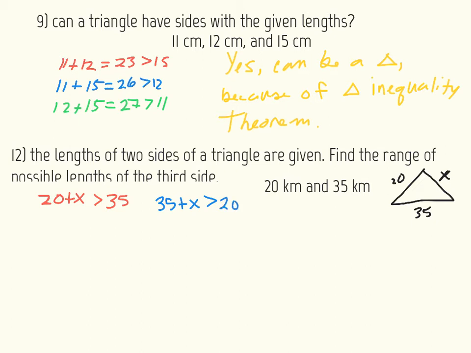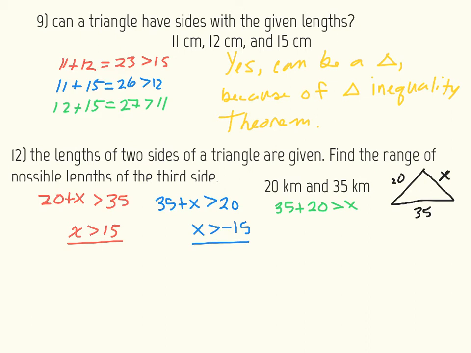And finally, 35 plus 20 has to be greater than x. So all of these have to be true in order for it to be a triangle. So then we just solve each one for x. So we have x is greater than 15. And then we have, subtract the 35, x is greater than negative 15.